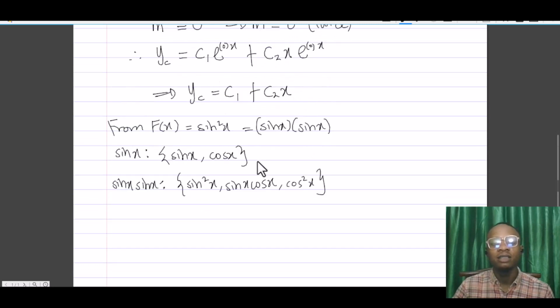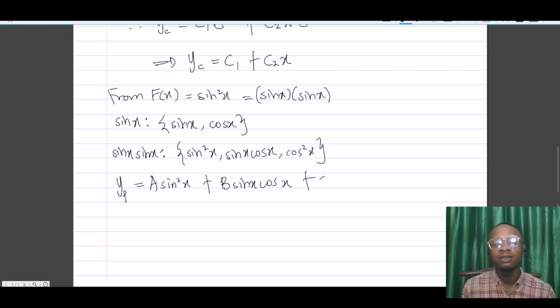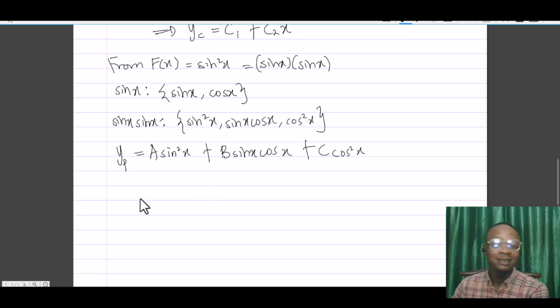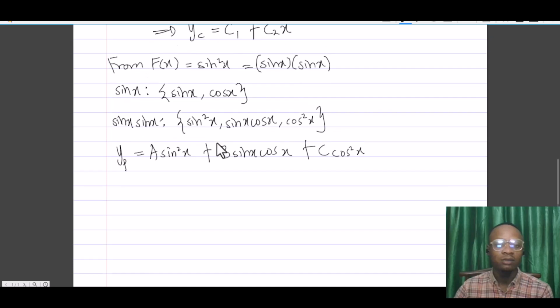So does it have anything that is linearly dependent on what we have here? No, so there's no problem with this. So that means that our y particular could just be a sine squared x plus, let's write that neatly, b sine x cos x plus c cos squared x. So that is fine. This is absolutely correct.